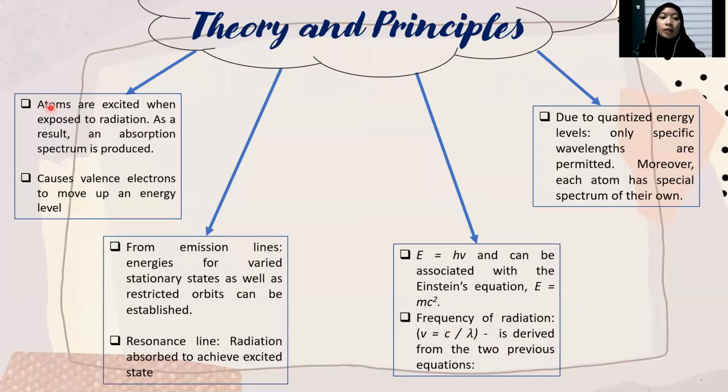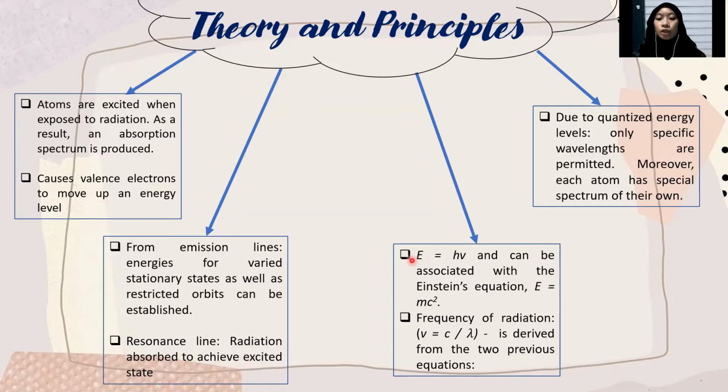Moving on, when atoms are exposed to radiation, they become excited, and this in turn will result in the creation of an absorption spectrum. As the atom gets excited, the valence electrons which are placed in the outermost shell will move up an energy level. Therefore, from the emission line, energy for varied stationary states as well as restricted orbits can be established, and this particular radiation which is being absorbed in order to attain the excited state is called the resonance line.